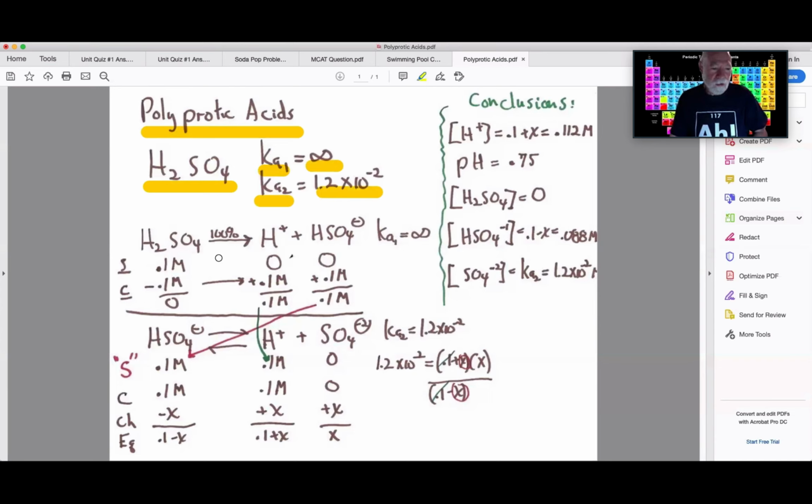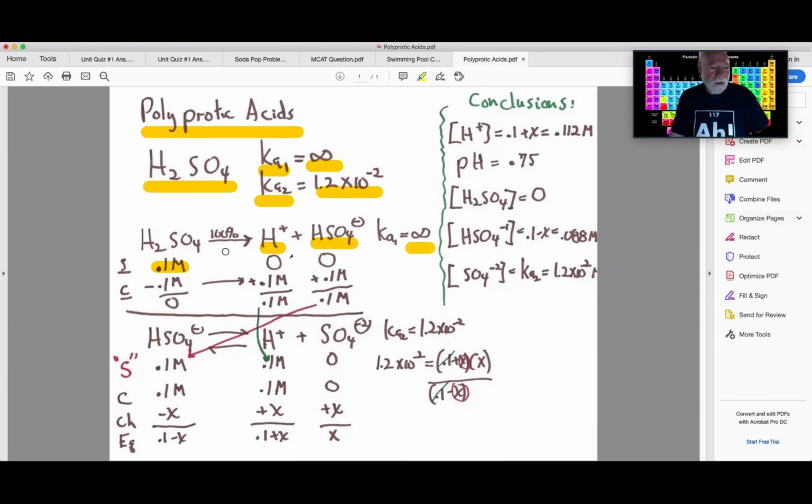So here's how the problem goes. You've got 10th molar sulfuric acid, that's the given, and the goal is to find out these things I have on the left: the hydrogen concentration, pH, concentration of everything in there. Okay, so I'm going to take you step by step through this. First of all, let's look at the chemistry of sulfuric acid for its first acid hydrogen. So its first one's going to come off 100% to give you 1 acid hydrogen, and then you have to write what's left of the sulfuric acid, HSO4 minus, and here's the K sub A for it, infinity.